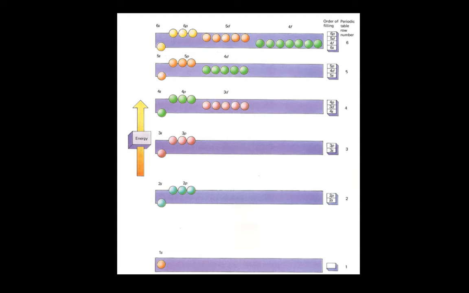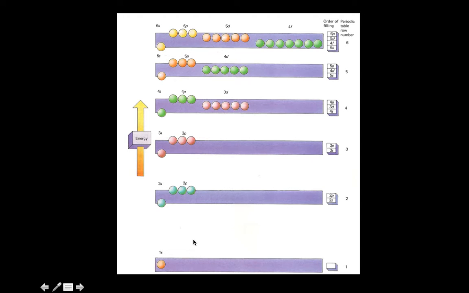This is a chart that's in your textbook. It's not one you memorize, and we actually have an easier way of dealing with it, but what it's saying is we have s and p and d and f orbitals, and these will have different shapes and sizes. So a 1 is going to be smaller than a 2, 2 is smaller than a 3, 4, 5, 6. As we go up in numbers, it gets bigger.